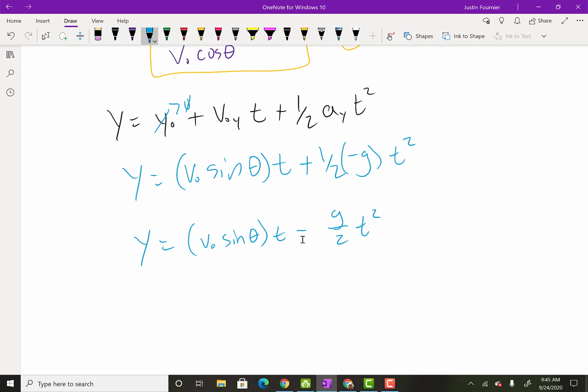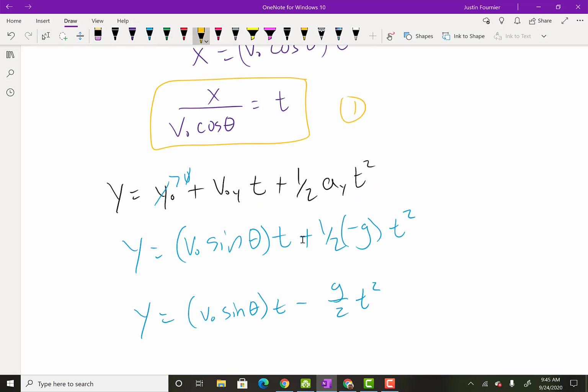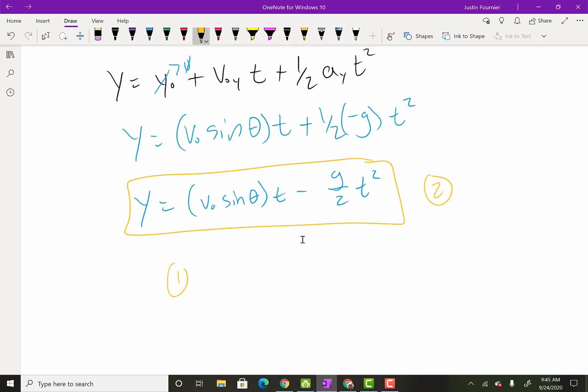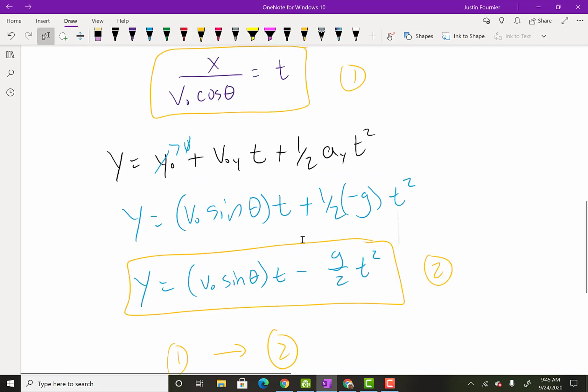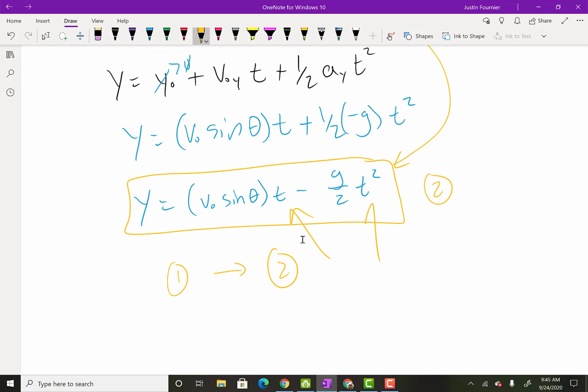What's nice about this now is that I know this, I know this, I know this, and I'm looking for v naught. So all I need to do, again, it looks a little ugly, is call this equation 2, and plug in equation 1 into equation 2. So I've isolated for the time, and it's just going to plug in times in there. If you notice, though, there's time here and time here. But I think this will get me my answer.